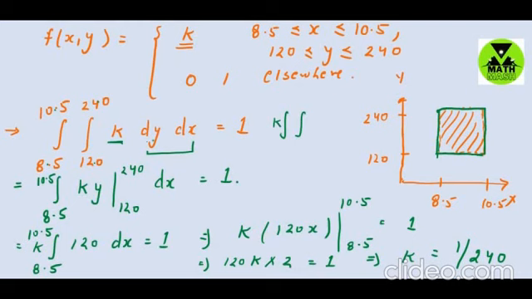The area is nothing but this width, 10.5 minus 8.5, which is 2, and this height, 120 to 240, is nothing but 120. So 120 multiplied by 2, that is this area, it is 240. So basically we simply write k into 240 equals 1, and from here k is equal to 1 by 240. It is only when the limits of x and y are constant limits that this works. So here the value of k is equal to 1 by 240.